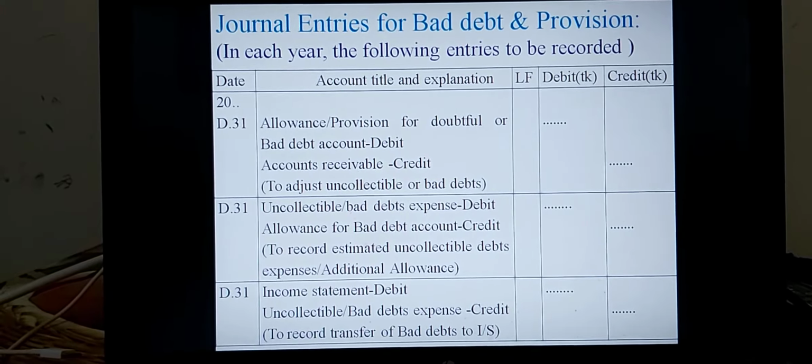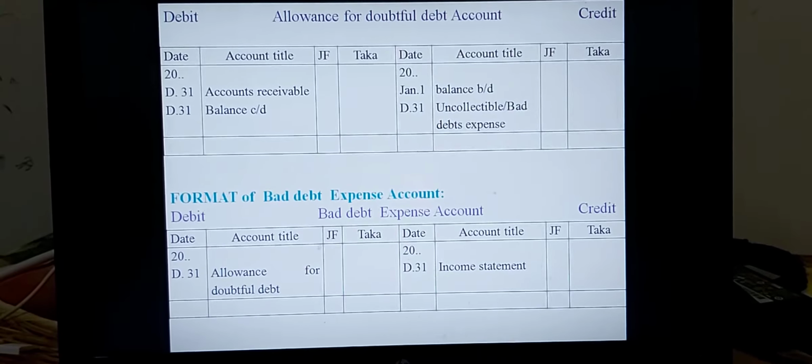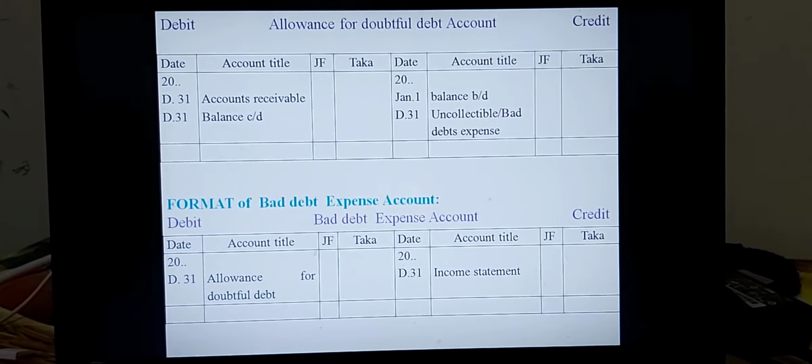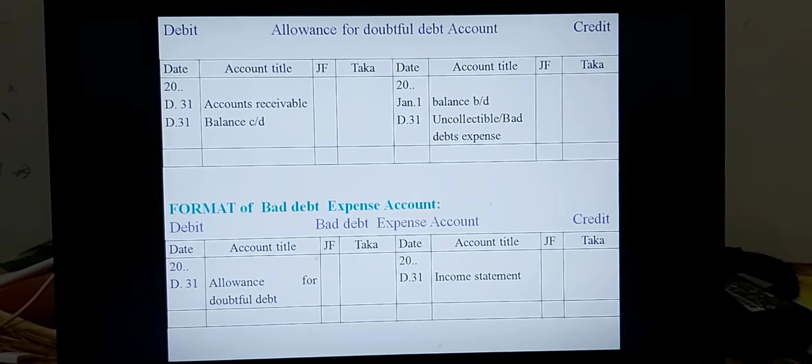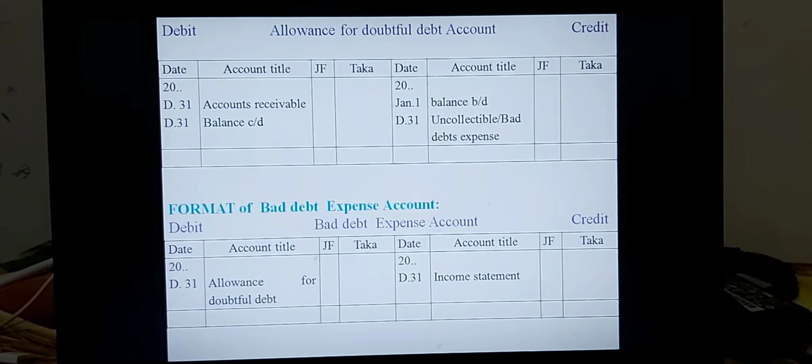Now you can see how to open a ledger for the allowance for doubtful debt or provision for bad debt account. It has 2 sides, a debit side and a credit side. In the debit side, there are 4 columns: date, account title, journal folio, taka. In the credit side, the same: date, account title, journal folio, taka. Totally 4 heads or 4 balances are to be shown in the allowance for doubtful debt account.